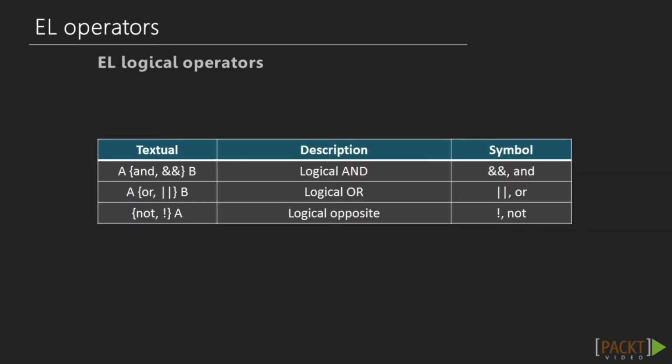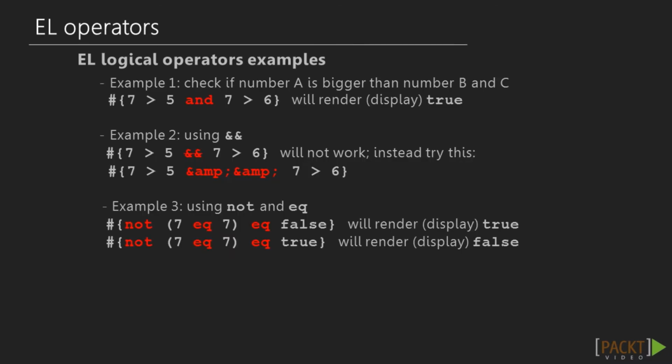Next, let's take a look at the EL logical operators. This kind of operators allows us to write complex comparisons, obtained by chaining multiple comparisons in a logical approach. The Boolean result represents the evaluation of this complex comparison. By combining logical and relational operators, we can obtain pretty complex comparisons. However, keep in mind that using the logical AND operator can be a little tricky.